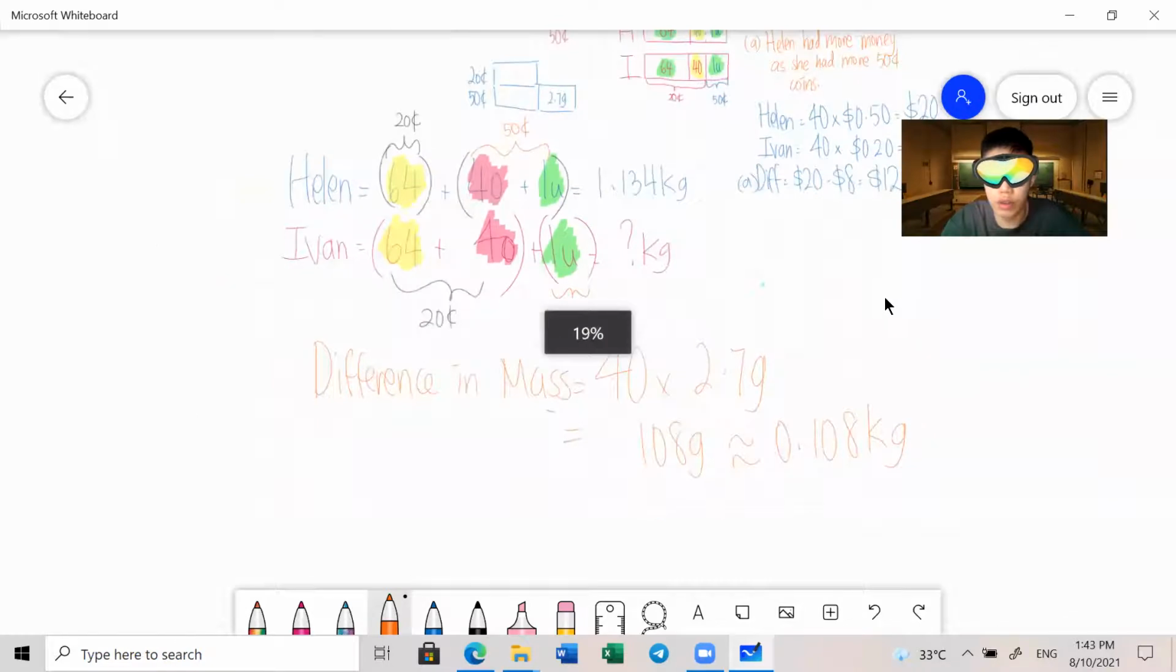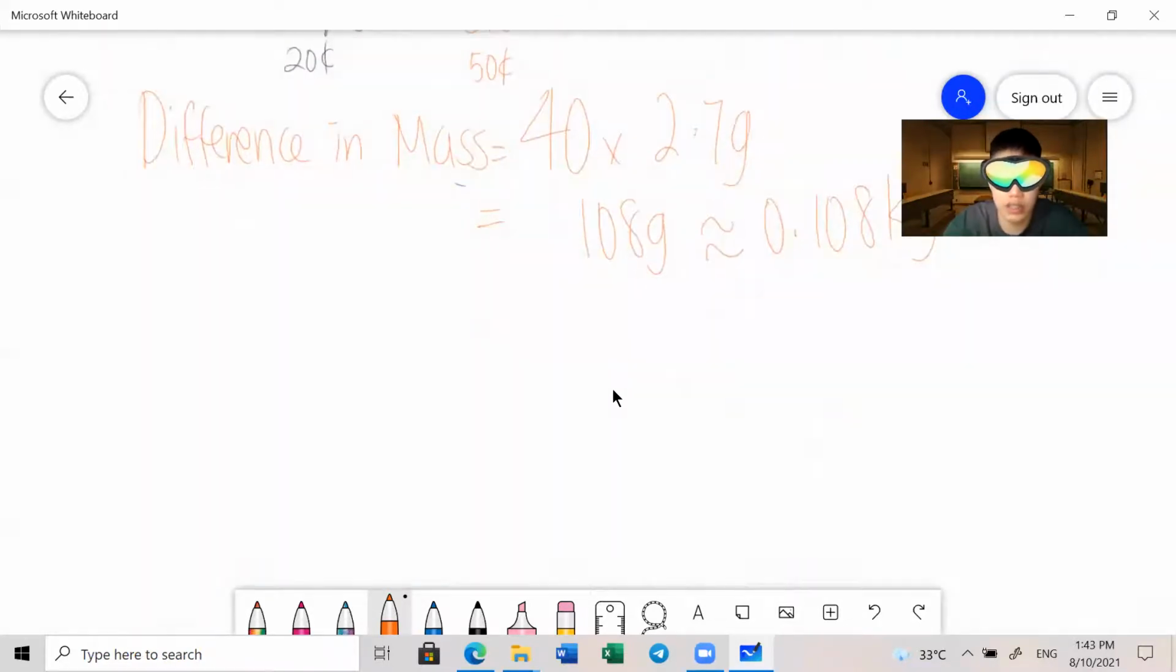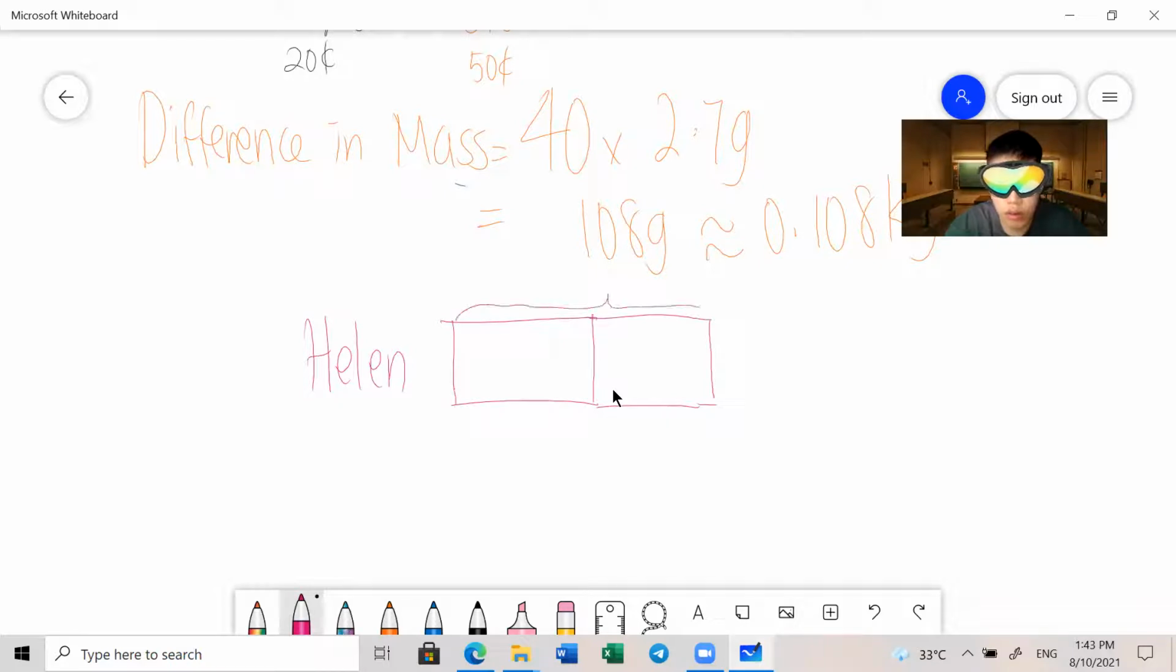So if I were to draw a model to solidify my point and deepen your understanding, it should look something like that. Helen, we know that she has more 50-cent coins. Therefore, the 0.108 should be here. The total is 1.134 kg. Remember? For Ivan, it should be like that. So what is their difference?